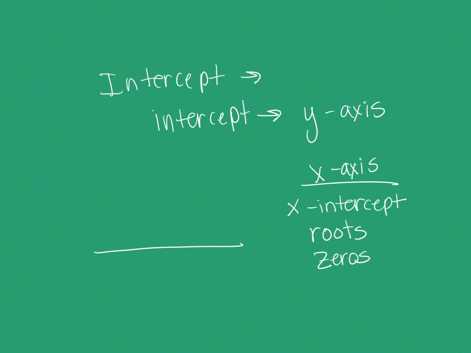It is what x, like say if I'm looking at a function that looks like this, I'm asking what x's make this function equal to 0. That's the x-intercept. The y-intercept is what y do I get when I plug 0 in? The y-intercept's always a lot easier to find than the x-intercepts.